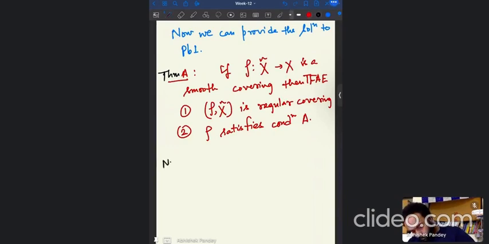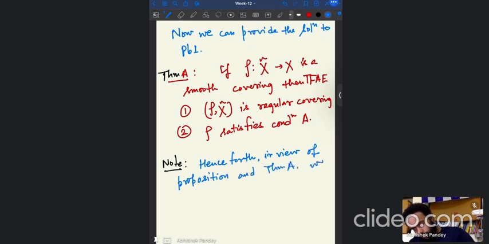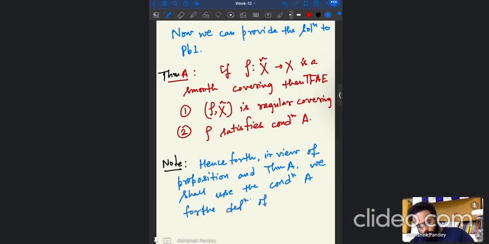So this is an important result. Let's see a note: henceforth, in view of the proposition and theorem A, by covering I mean rho satisfies condition A. We shall use condition A for the definition of covering space.